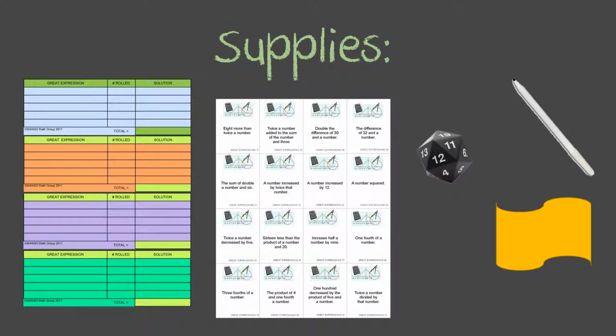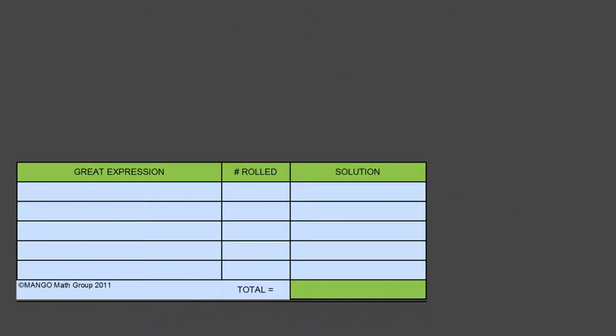The supplies that are found in the pouch along with your information sheet and guide will be Great Expressions game boards, and there'll be 4 of them, each in a different color. There'll be a deck of playing cards, a 20-sided dice, a dry erase marker, and an eraser.